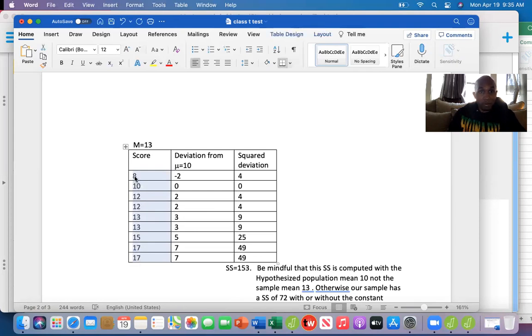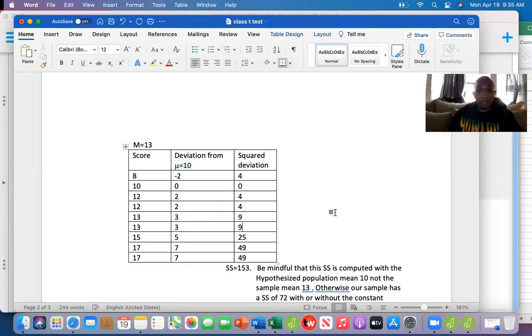So we're going to take every score, 8, 10, 12, 12, 13, 13, 15, 17. And we're going to compute a sum of squares, but not using the sample mean of 13. We're going to be using 10, the population mean. All right, so from each score, you subtract 10. And so from 8, you would have -2. From 10, you'd have 0. From 12, you would have 2, right? We're subtracting 10. And then we're going to square the deviations from the hypothesized population mean.